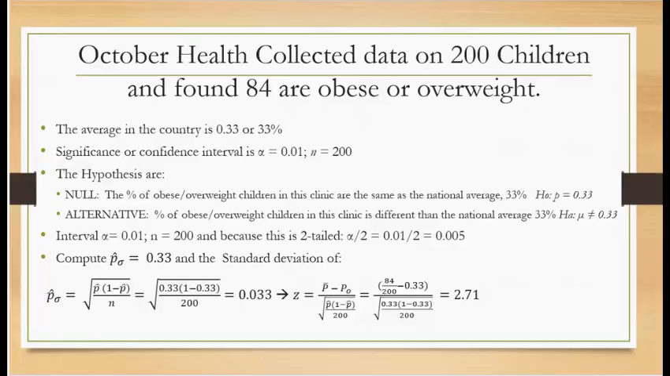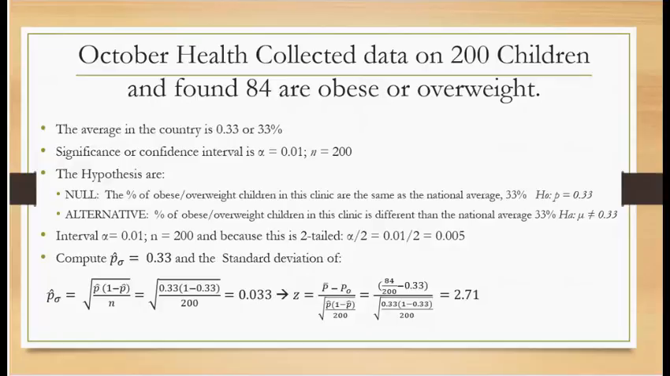And what we want to know is if our finding at our clinic is any different than what the population is. So in our clinic, we found that we had 84 kids that were obese out of our 200, or 42% of our population in our clinic are obese.